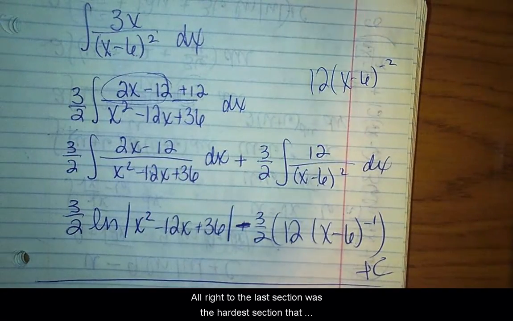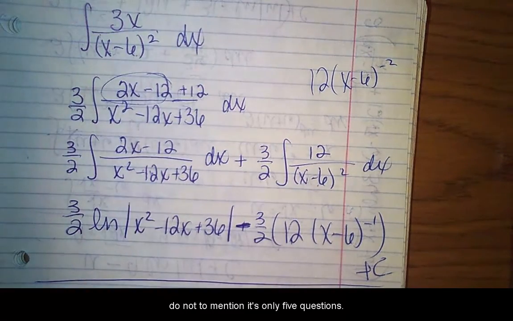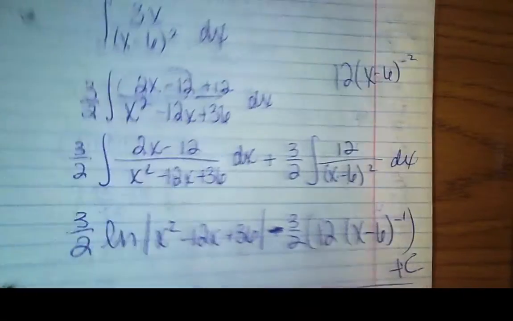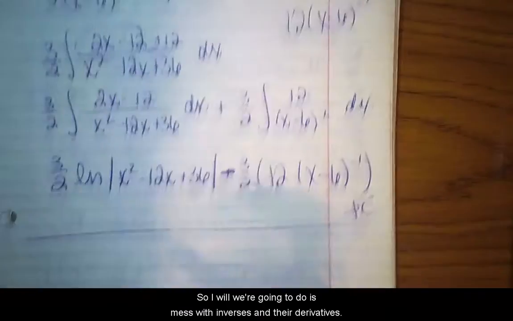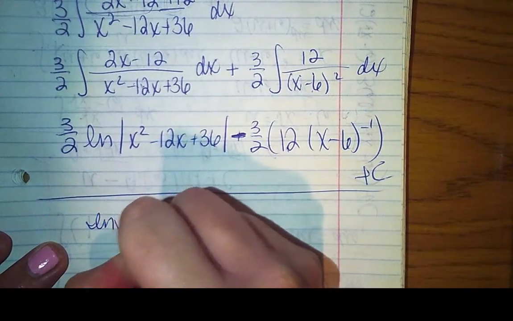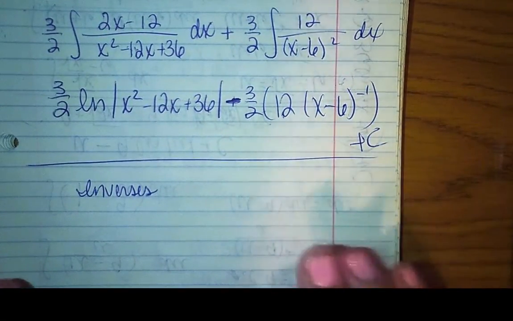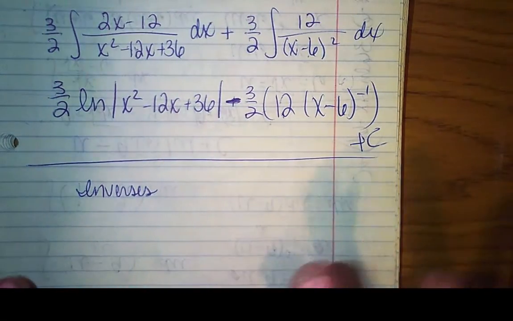All right, so the last section was the hardest section that we do. I think this section is one of the two easiest that we do, not to mention it's only 5 questions long. So what we're going to do is mess with inverses and their derivatives. Okay, so theoretically, you already did the Chapter 5 algebra review before we started Chapter 5.